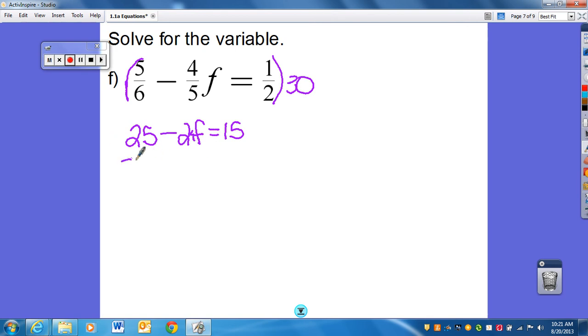So the first thing I'm going to do now is to isolate the variable by doing the opposite operation. I'm going to subtract 25 from both sides. So negative 24f then is equal to negative 10. And I'm going to divide both sides by negative 24.